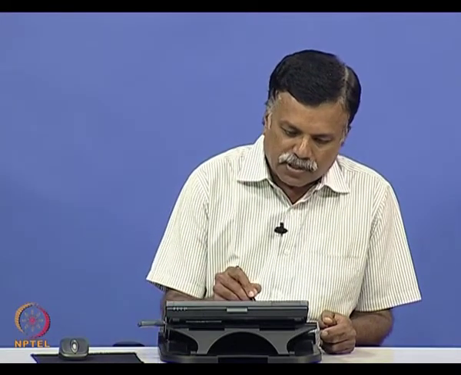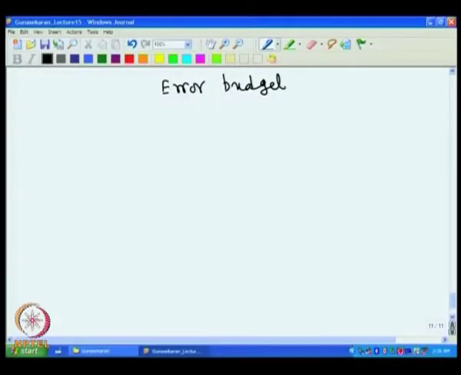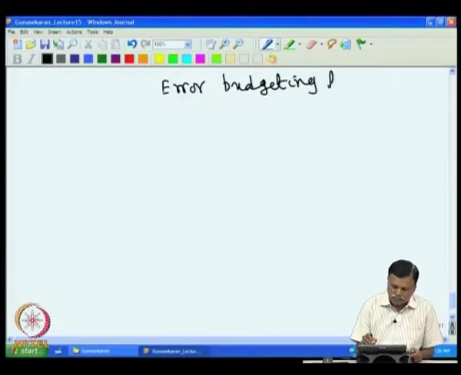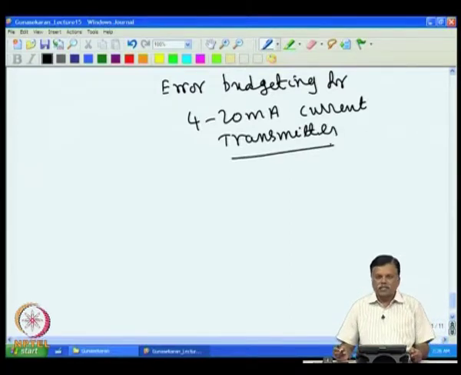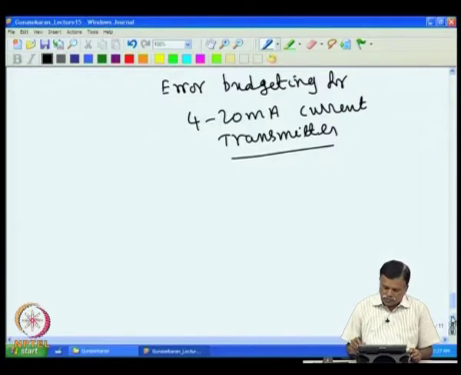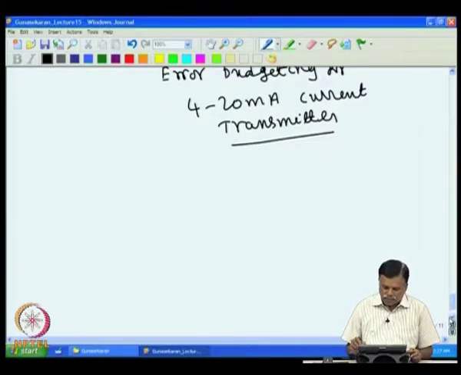So, we will pick up the topic error budgeting for the 4 to 20 milliampere current transmitter, because as we discussed earlier, error budgeting is a very important aspect in analog circuit design. So, we do this error budgeting for this current transmitter.